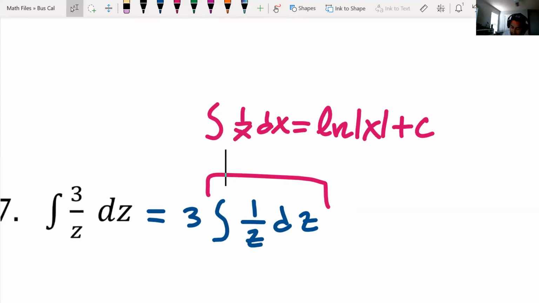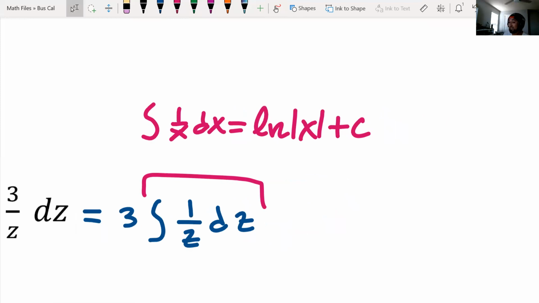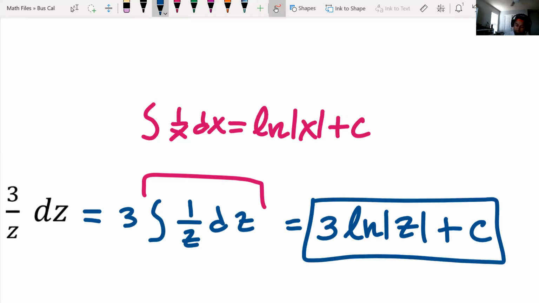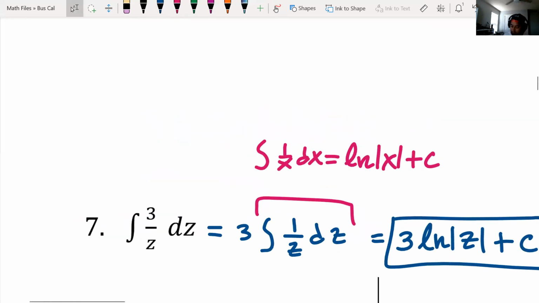Our only difference is the variable is z. So this actually works out really nicely. You'll get 3 times the natural log of the absolute value of z plus c. That's it. Nothing to it.